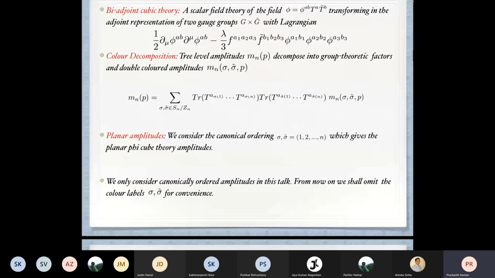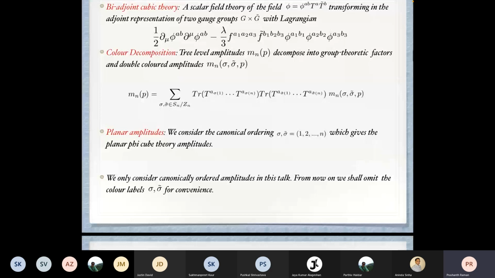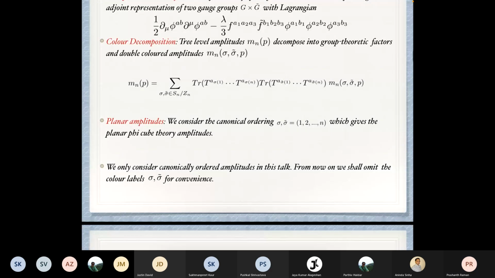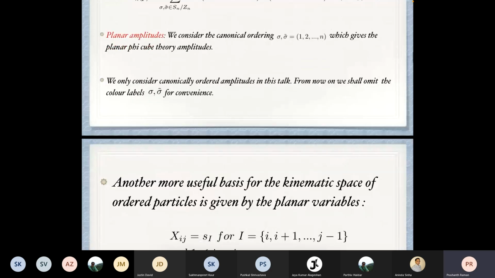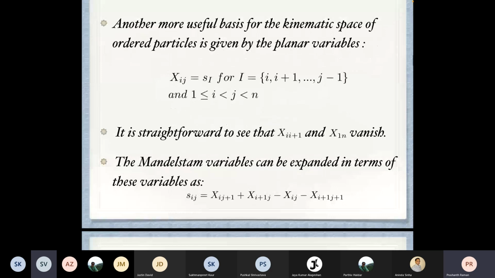And we shall restrict to this ordering for simplicity, and we will omit sigma, sigma delta, etc. for the rest of the talk. Okay, so another useful basis for kinematic space, apart from the Mandelstams we discussed, are given by the so-called planar variables Xij, which are defined in terms of these generalized Mandelstam variables that I defined a few minutes ago.